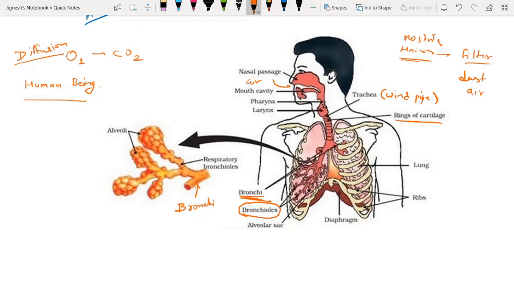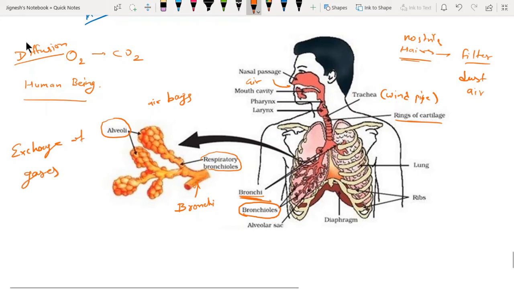And now these bronchi are divided into respiratory bronchioles. Now these bronchioles are connected over here to what is known as alveoli. Alveoli means, they are like alveolar sacs, like small airbags. This is exactly the place where exchange of gases takes place. Exchange of gases takes place.